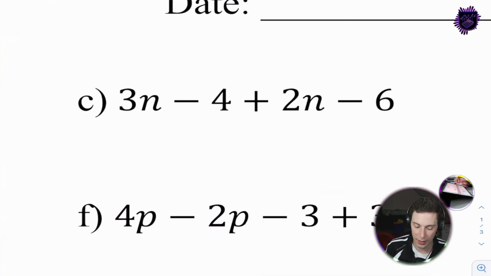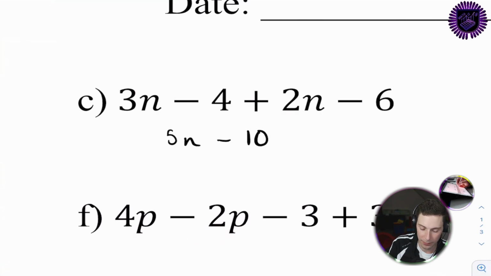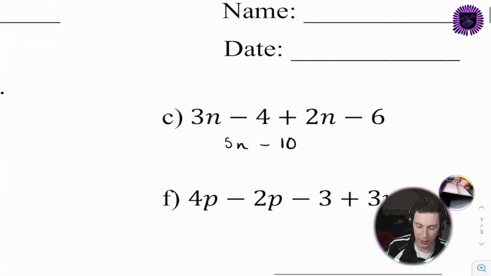1c is, now again, we have two types of terms. We have variables and we have constants, and 3n and 2n are both positive. So that's going to be 5n, and the constants are minus 4 and minus 6. So this is going to be minus 10 when we combine them together. That is simplified.